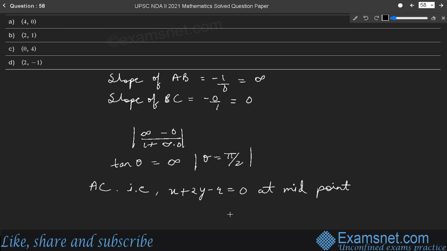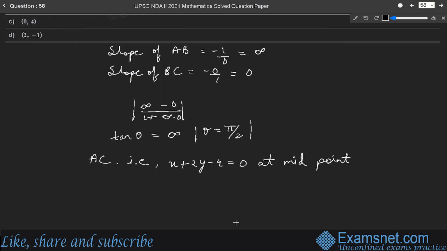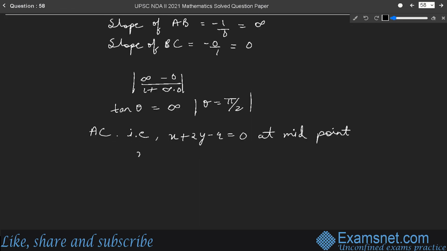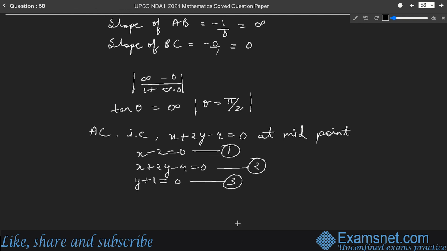Now we have the equation of AB is x minus 2 equals 0. Let this be equation number 1. Equation of AC is x plus 2y minus 4 equals 0. Let this be equation number 2. And equation of BC is y plus 1 equals 0. Let this be equation number 3.